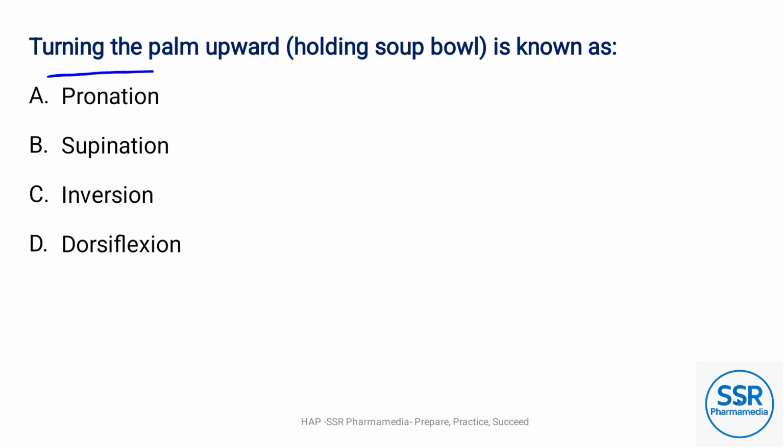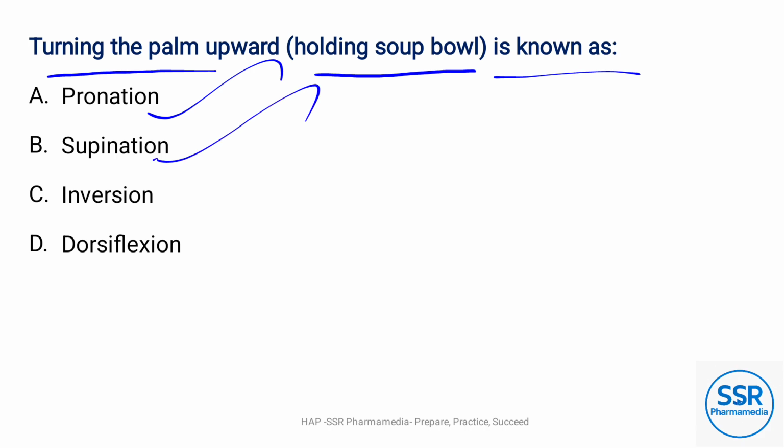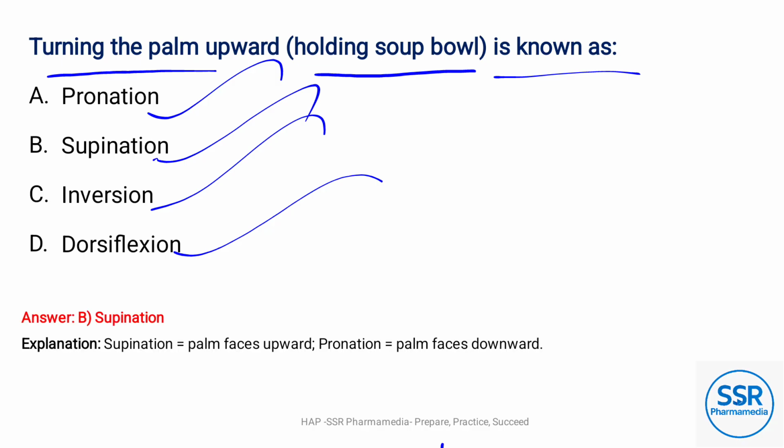Next, turning the palm upward, as when holding soup in a bowl, is known as? You will understand, I think so. We will see the answer. Option A pronation, option B supination, option C inversion, option D dorsiflexion. So the answer is option B supination.